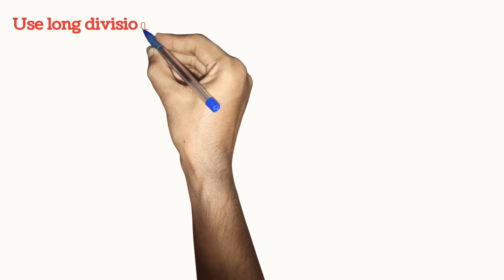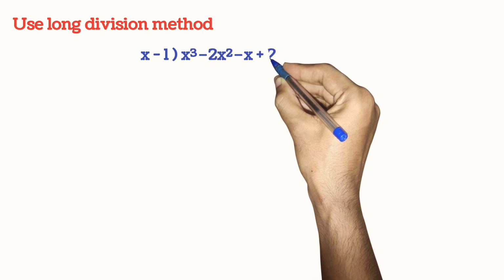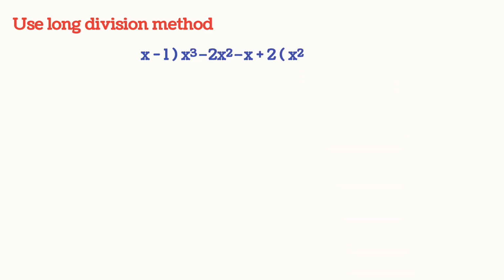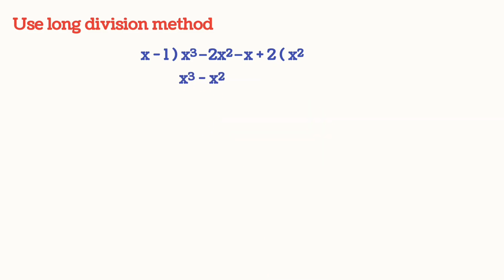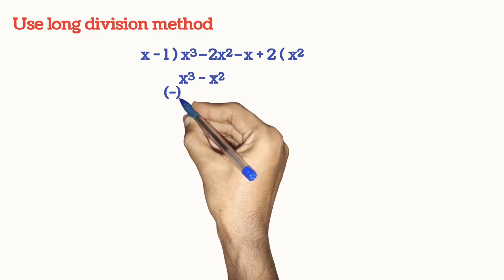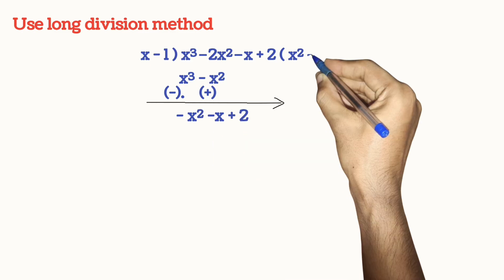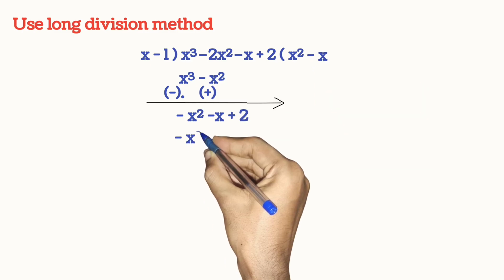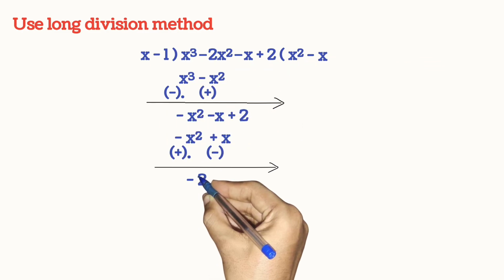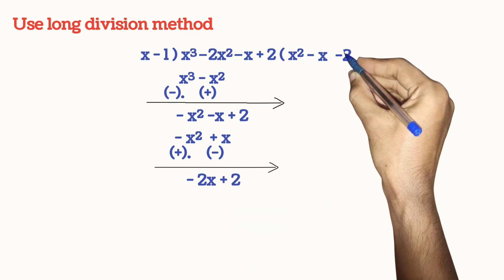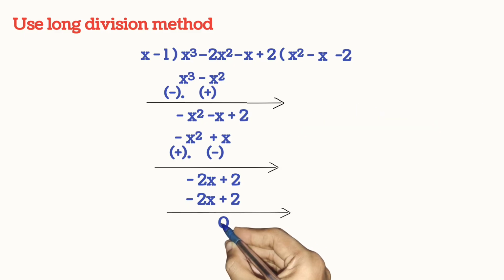Use long division method. So, x - 1 divides x^3 - 2x^2 - x + 2, first with x^2, then after multiplication with the divisor we get x^3 - x^2. Now subtract, we get changes in sign, then we get -x^2 - x + 2. Now with -x, after divisor multiplication we get -x^2 + x, sign will change. Then after subtraction we get -2x + 2. Now with -2 we get -2x + 2. After subtraction we get 0 as a remainder.